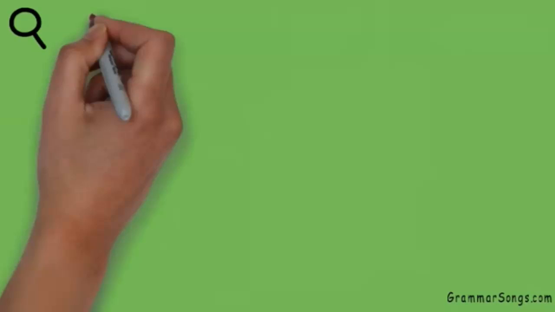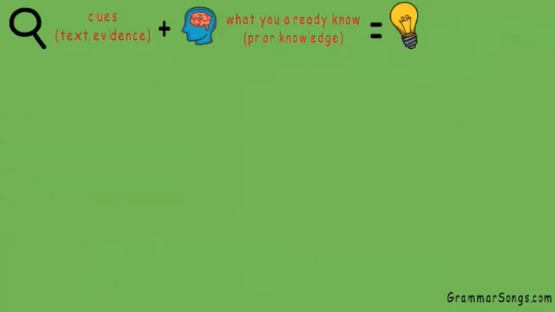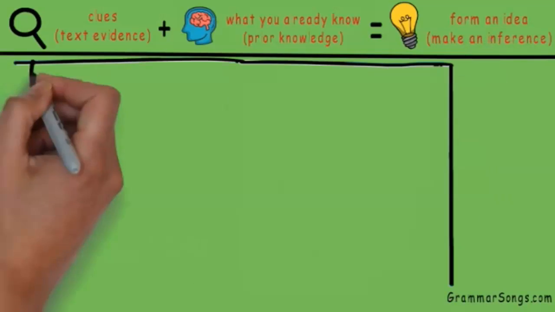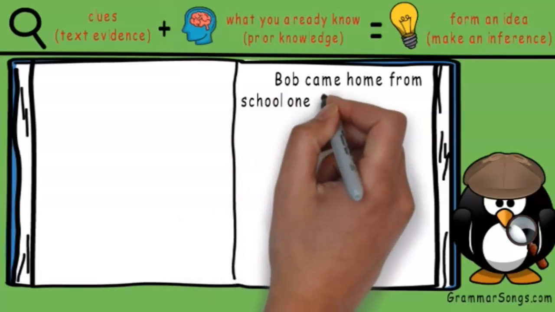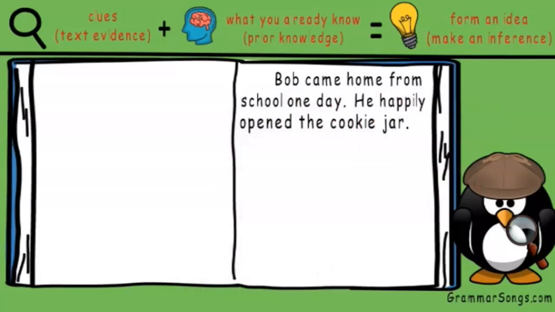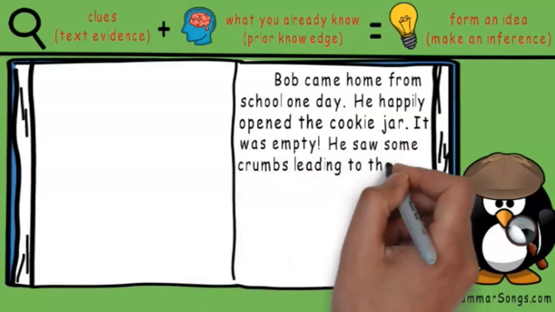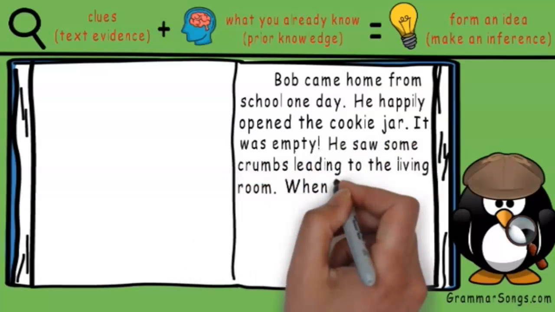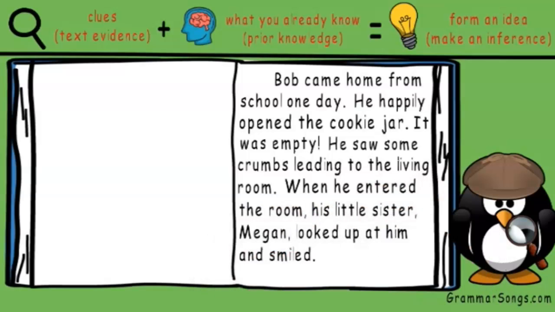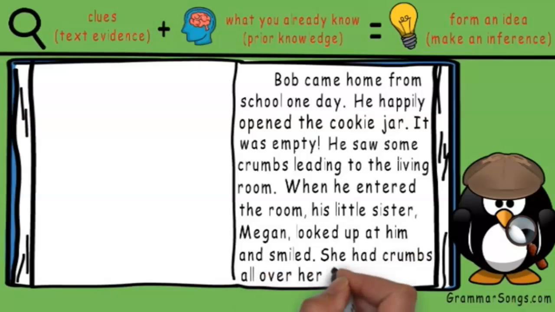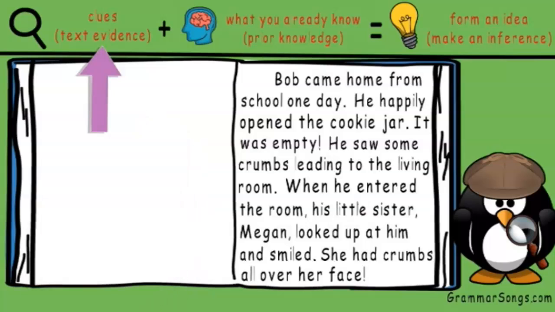Let's read another short story. We will look for clues and use our prior knowledge to form an idea or make an inference. Bob came home from school one day. He happily opened the cookie jar. It was empty. He saw some crumbs leading to the living room. When he entered the room, his little sister Megan looked up at him and smiled. She had crumbs all over her face. First, we need to look for clues in the text.